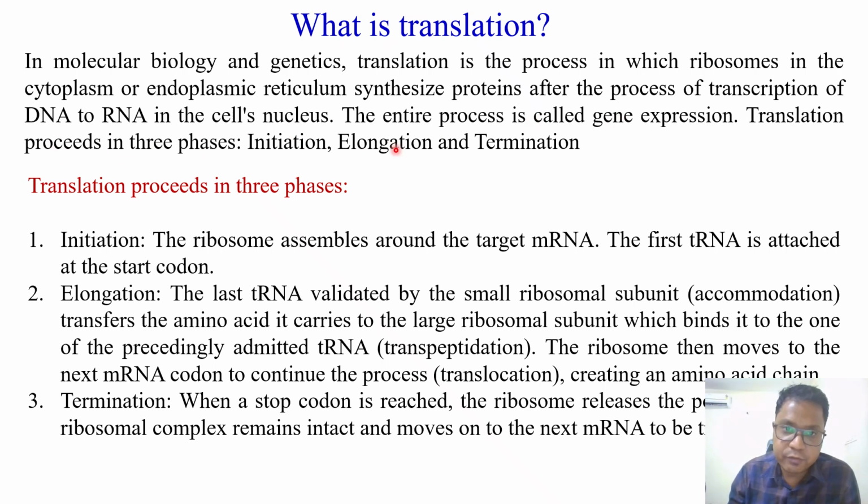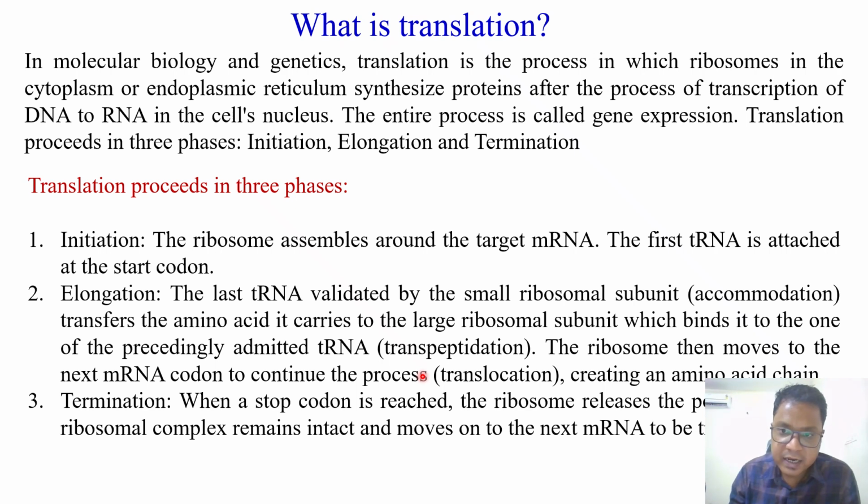DNA to RNA in the cell nucleus. The entire process is called gene expression. Translation proceeds in three phases: initiation, elongation, and termination. In initiation, the ribosome assembles around the target mRNA.